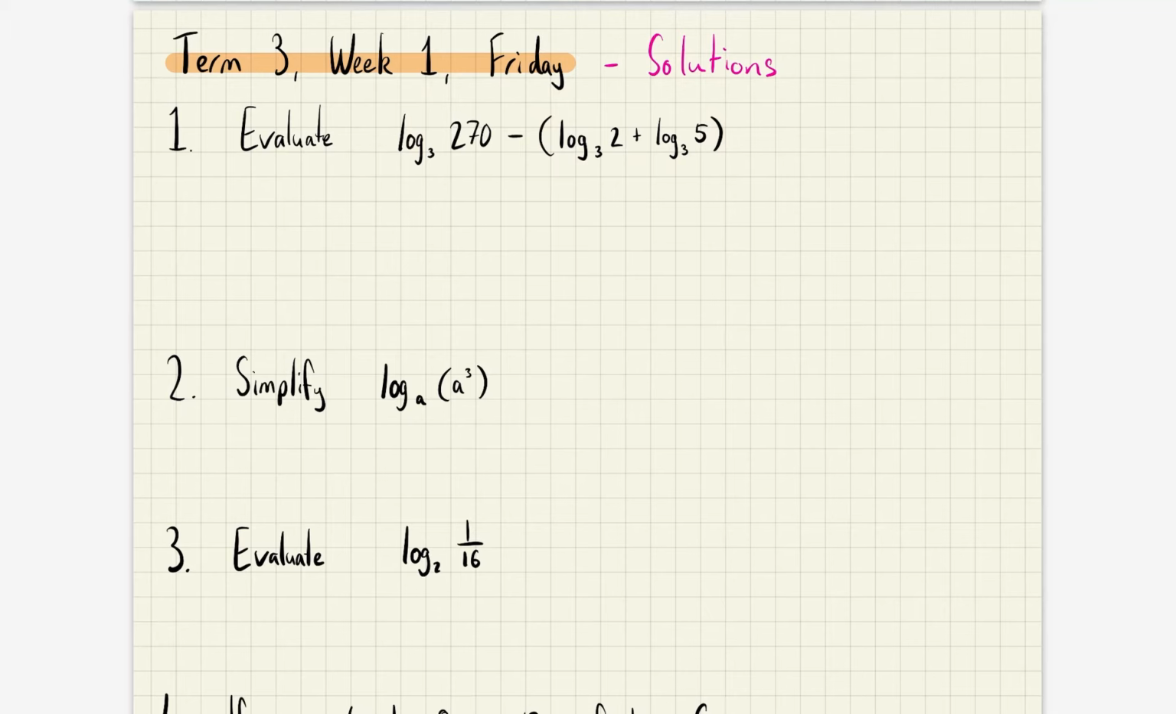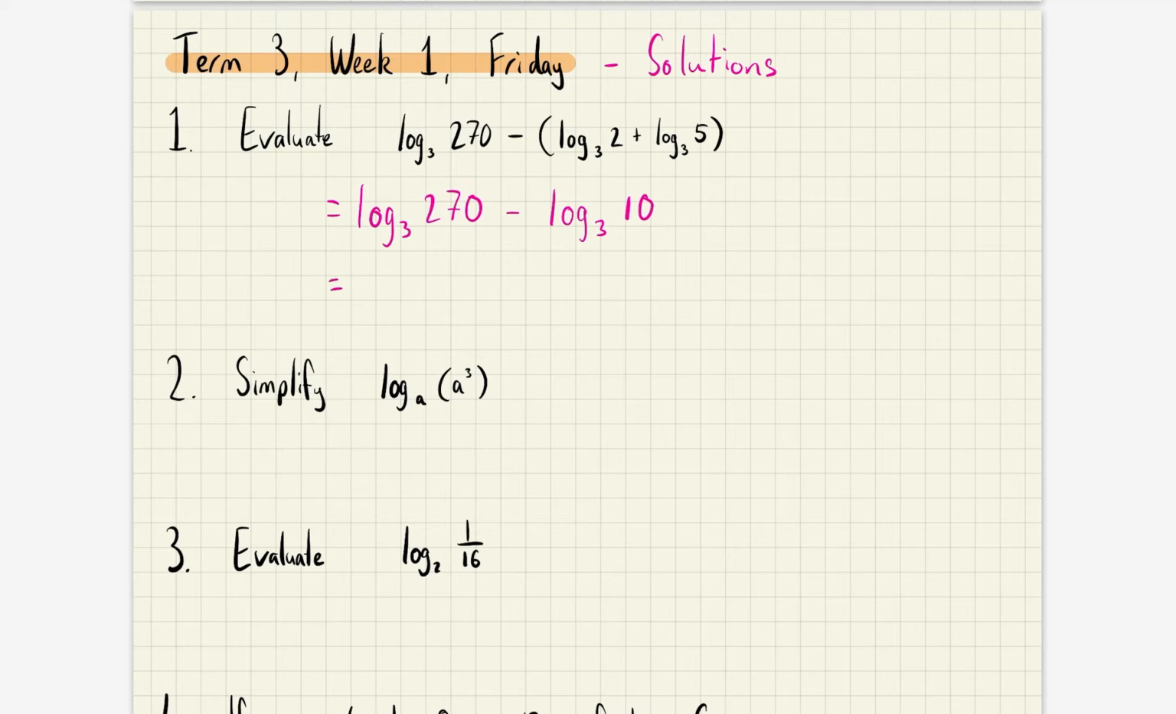So the first thing I want to do is I'm going to rewrite the first log. Now in the brackets, because we've got an addition and the logs have the same base, we can do the product law, which would come up like this. Log base 3, and then we'll do 2 times 5, which is 10. So we've already simplified some of it. Next, we've got log base 3, 270 minus log base 3, 10.